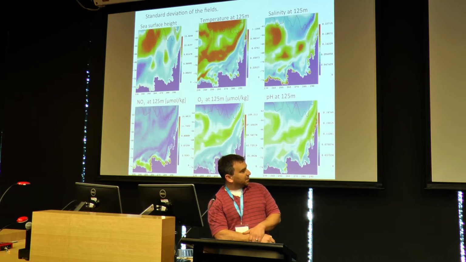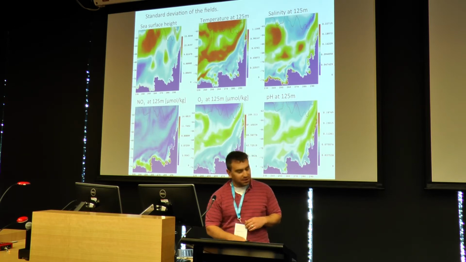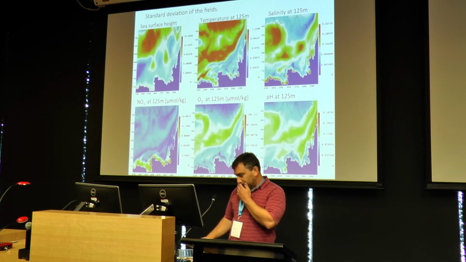Again, nitrate is different. The dominant mode of variability is right along the shelf. Oxygen is at the ice edge, and pH is mostly at the ice edge too, where the seasonal ice melts and we get a lot of variance in oxygen.